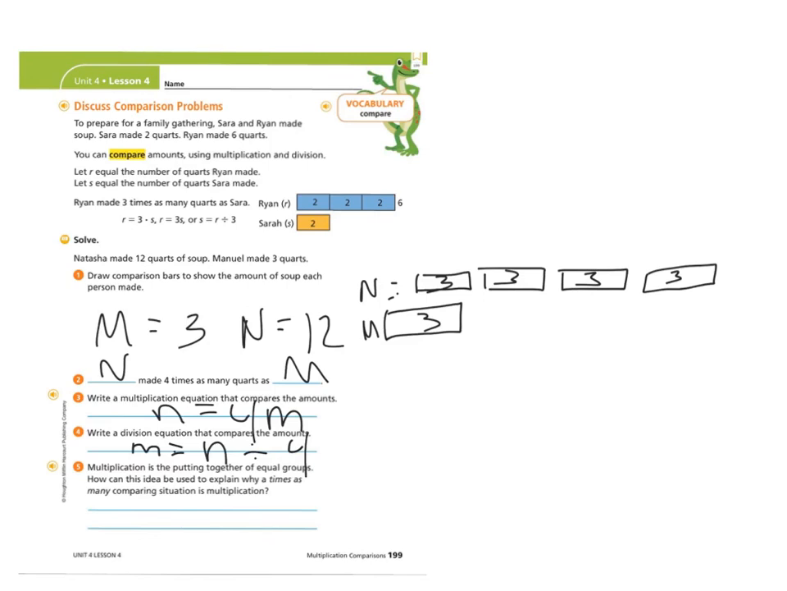On page 200, you will just be, let me turn my page here. You will be using the same comparison bars and writing multiplication and division problems to represent the word problems. If you have any questions, you can post them to Seesaw, or if you finish, please just take a picture of page 200 and post it to Seesaw so I can see that you worked on it. If you have questions, let me know.